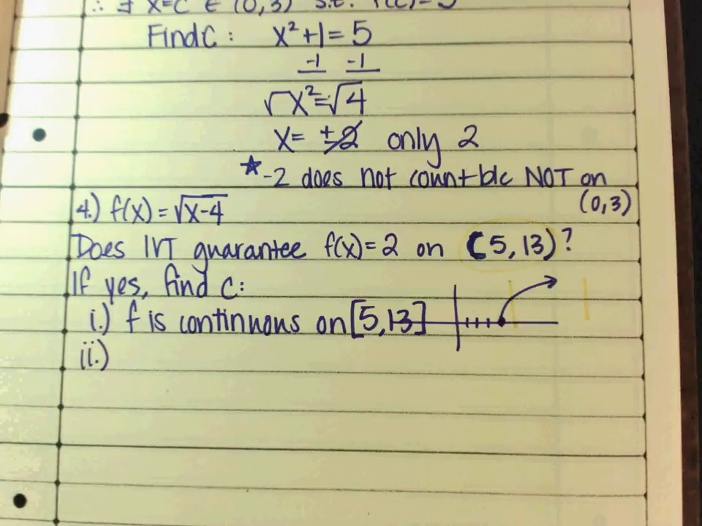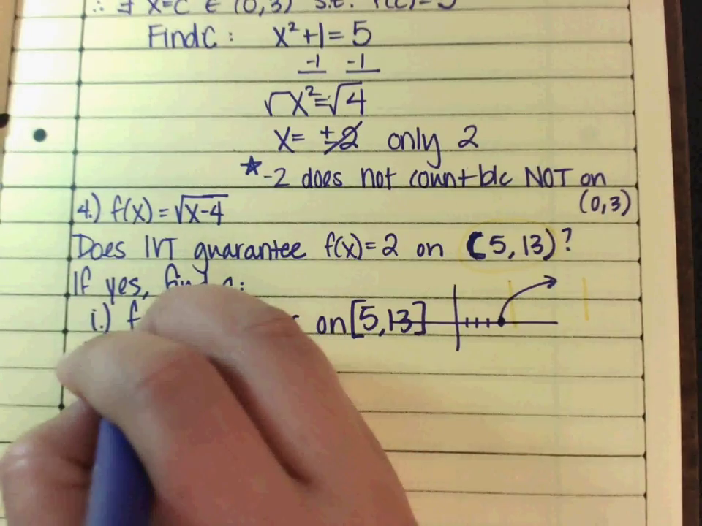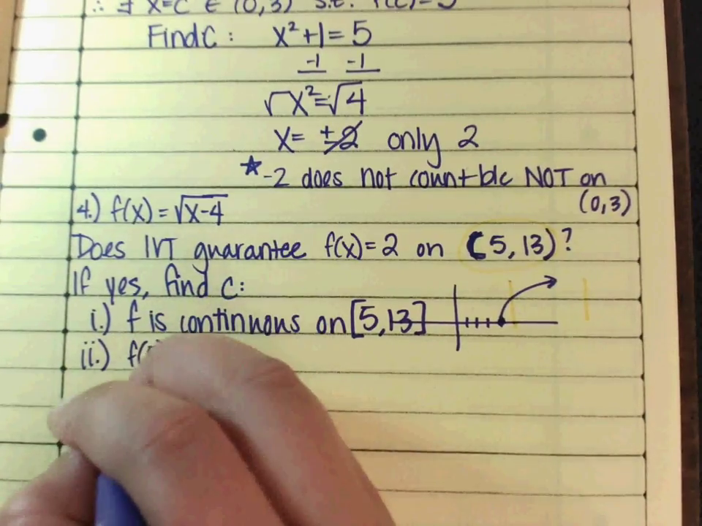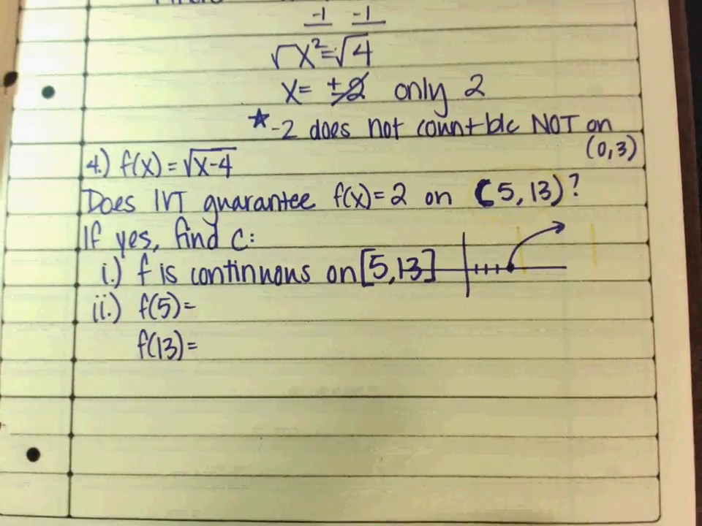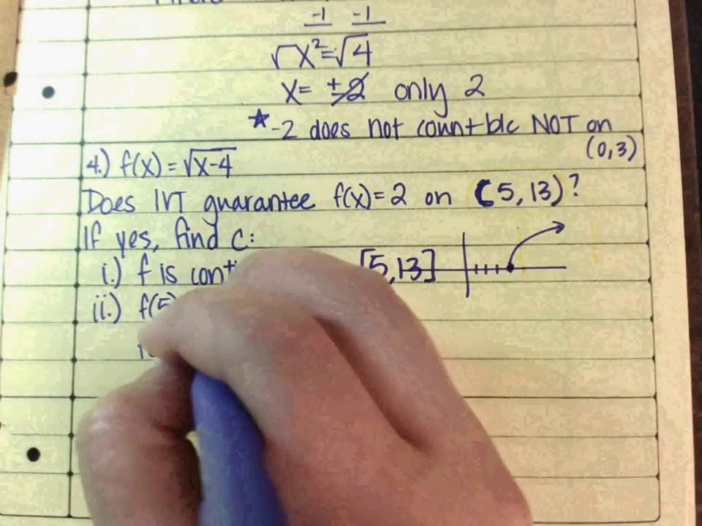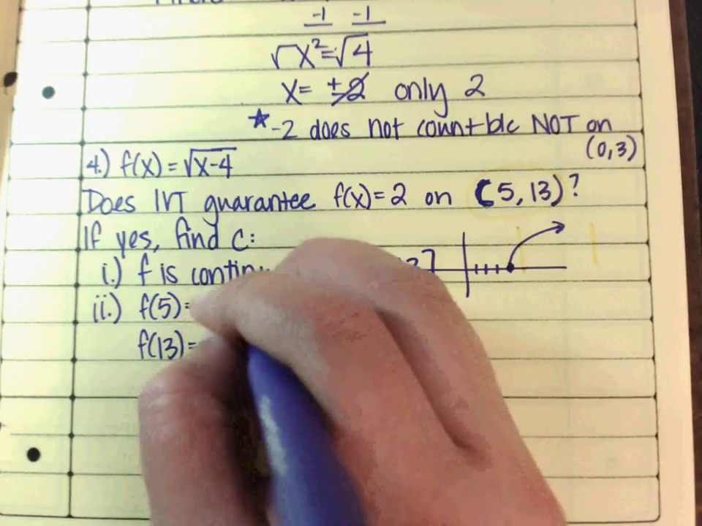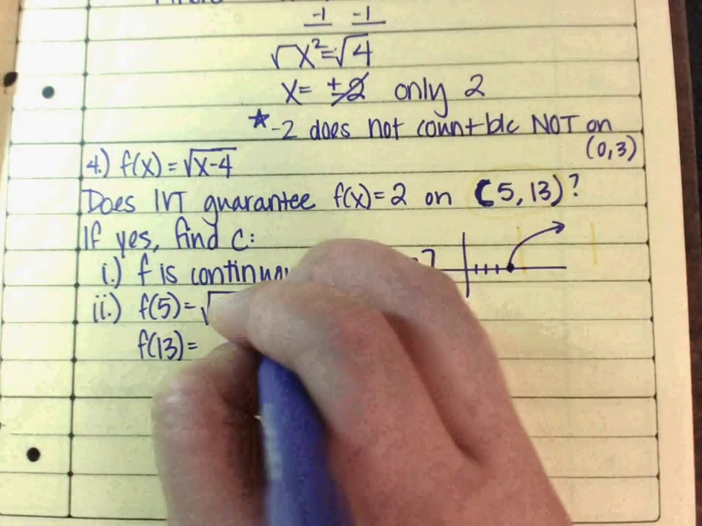So let's get rid of A and B. Let's use this problem, f of 5 and f of 13. So find both of those for me. So f of 5 would be the square root of 5 minus 4. What's 5 minus 4? What's the square root of 1?